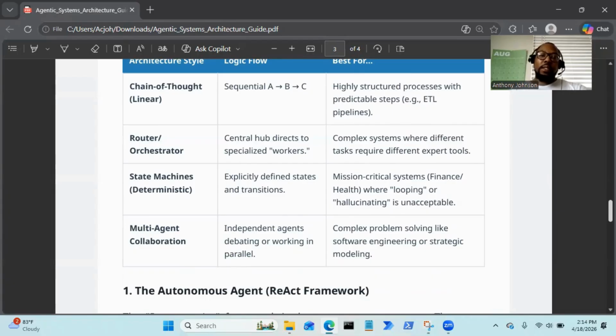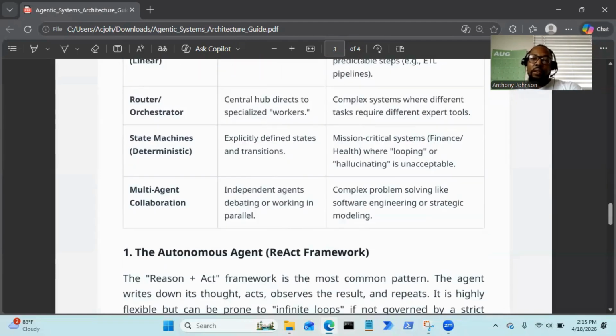Multi-agent collaboration, I think of Crew AI. Crew AI is a framework for multi-agent collaboration. So you have several agents, each agent doing a specialized task. And that's pretty much it. One agent will hand the work off to the other one. That one will complete its task and hand it off, and so on and so forth. So for multi-agent collaboration, independent agents are debating or working in parallel on complex problem solving like software engineering or strategic modeling.